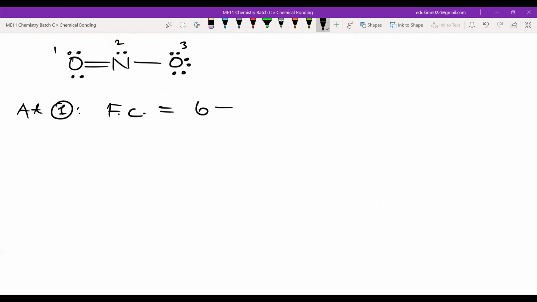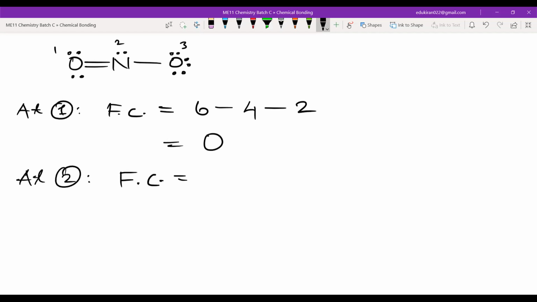6 minus how many lone pair electrons, non-bonded electrons? 6 minus 4. Very good. And how many bonds? Sidra? 2 bonds. Everyone, what is the answer? 0. Right? At 2, that is the nitrogen.